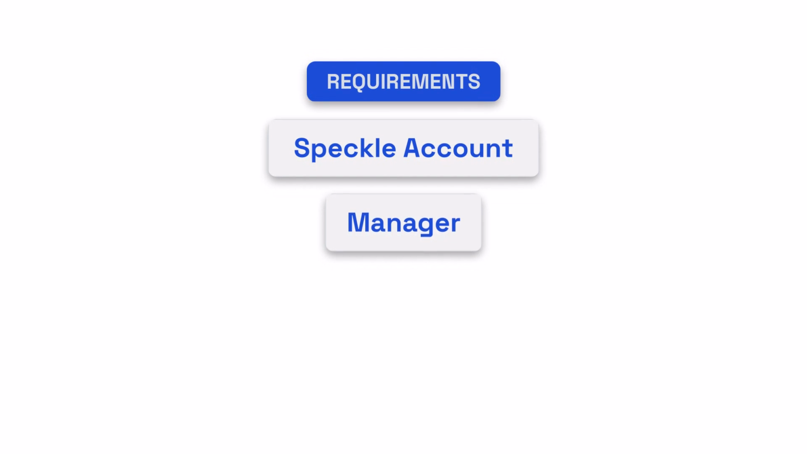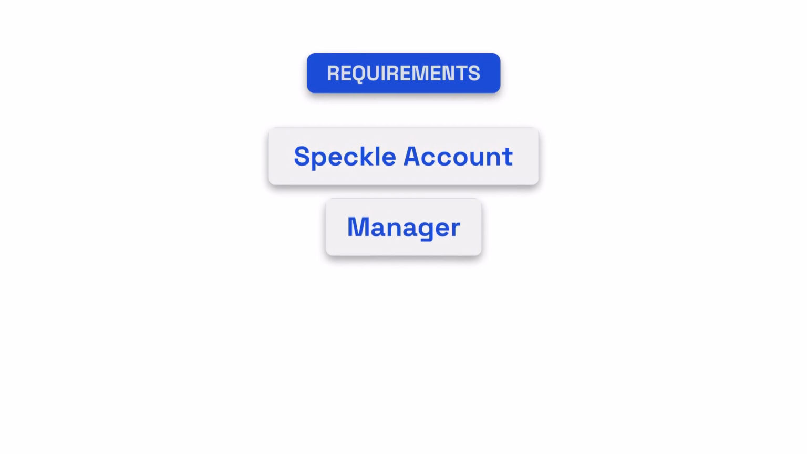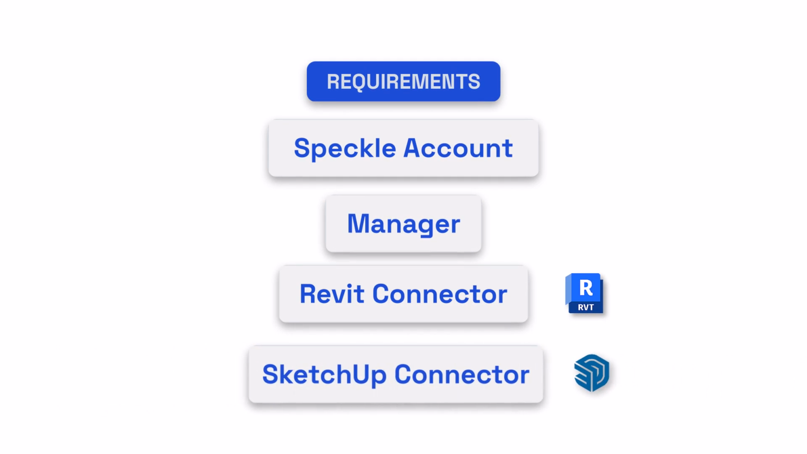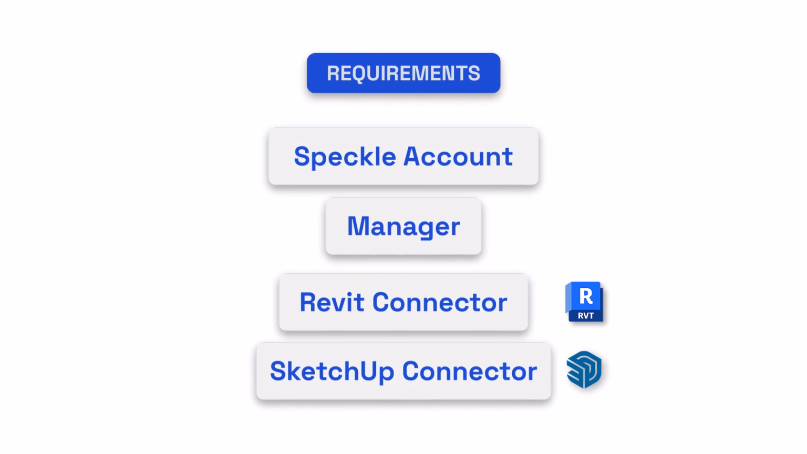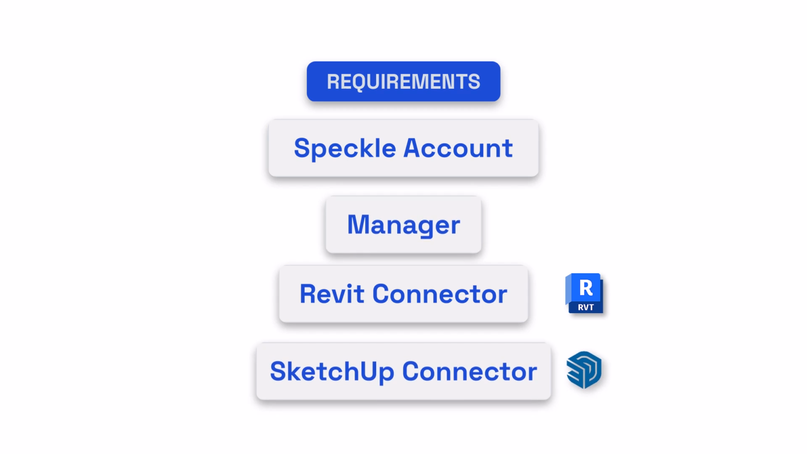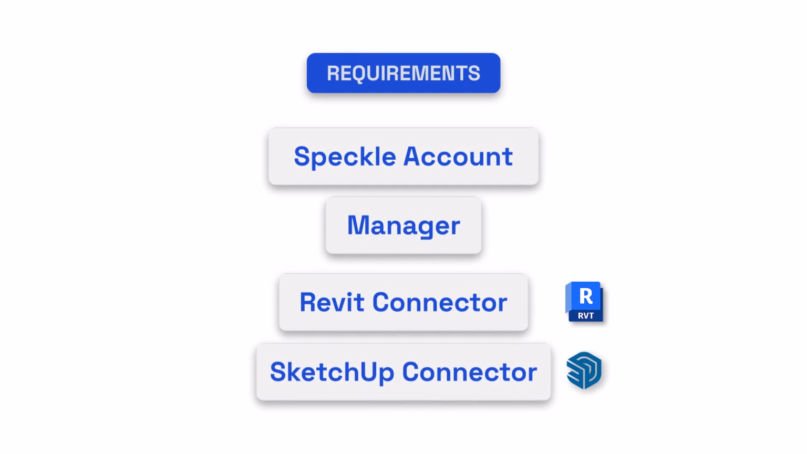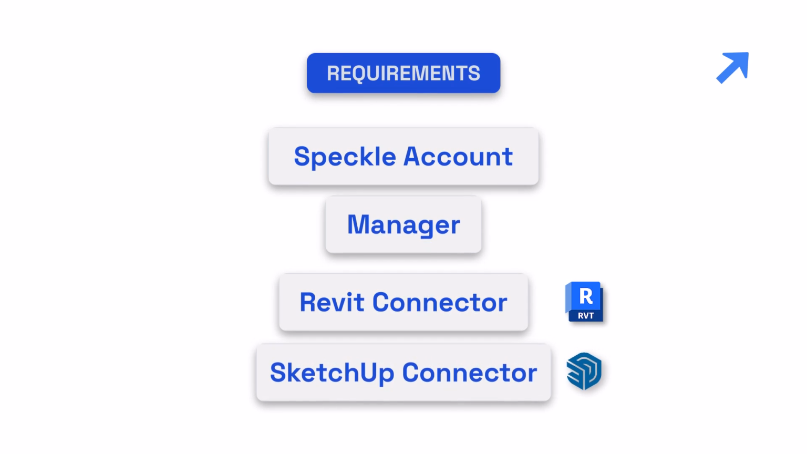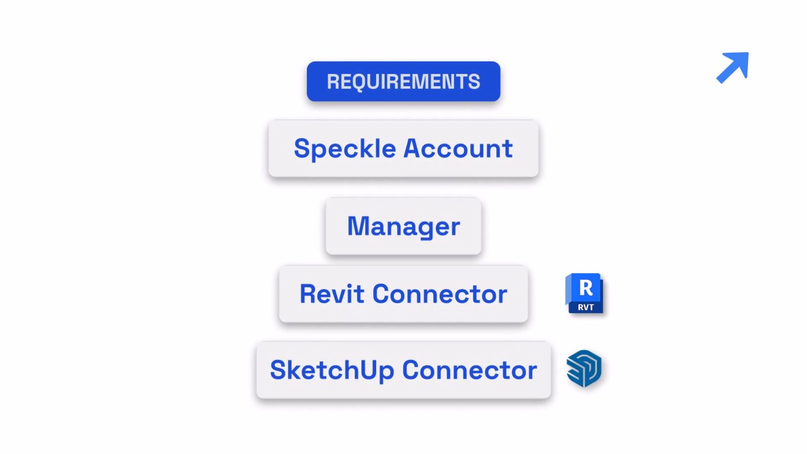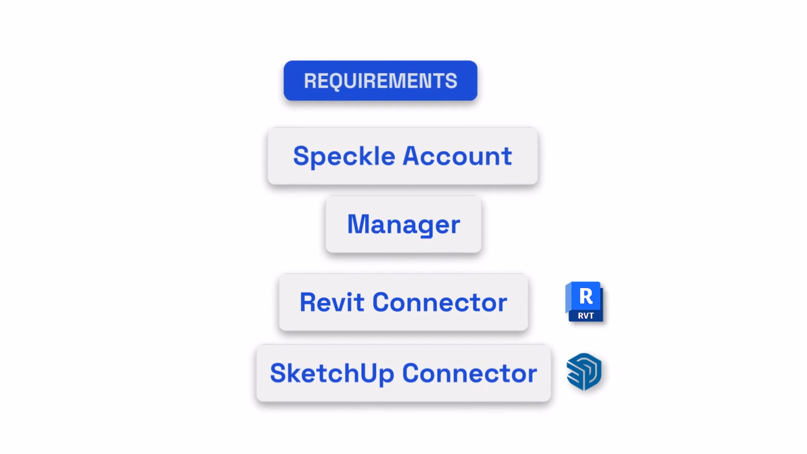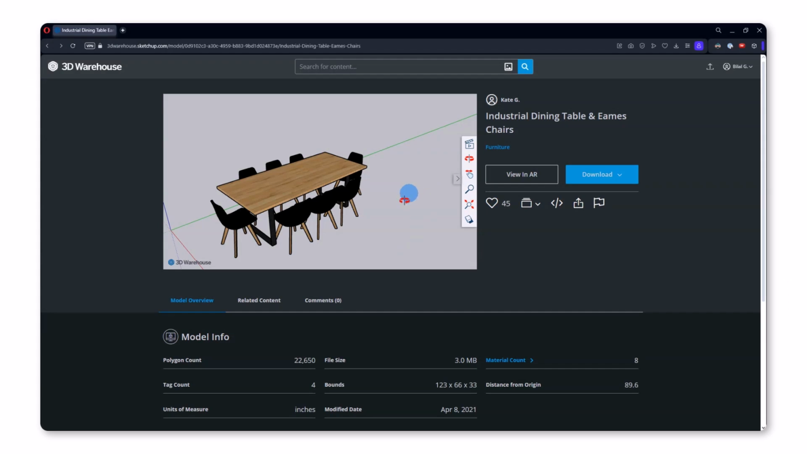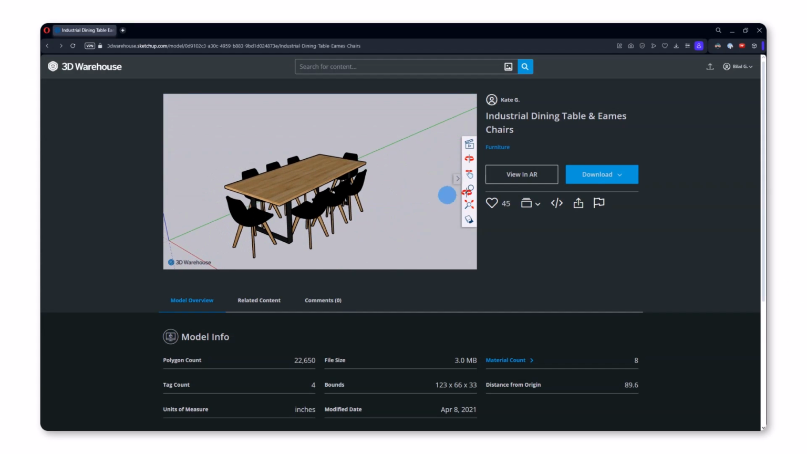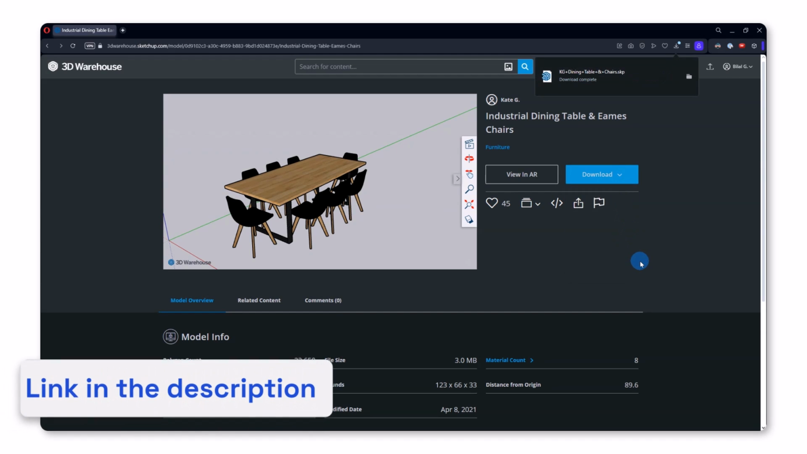Speaking of connectors, in this tutorial, we will be working with Revit and SketchUp, so you need to install Revit and SketchUp connectors. They are both installed via the Manager. Make sure to check the cards in the top right corner to learn how to install everything, especially if you don't have the requirements. We'll be using a SketchUp file I downloaded from the 3D warehouse. You can grab the same file using the link in the description of this video.